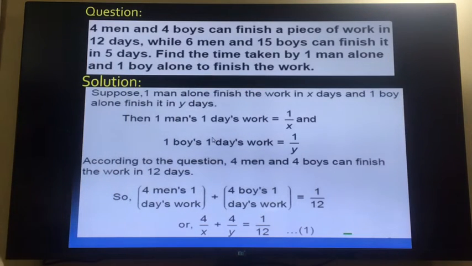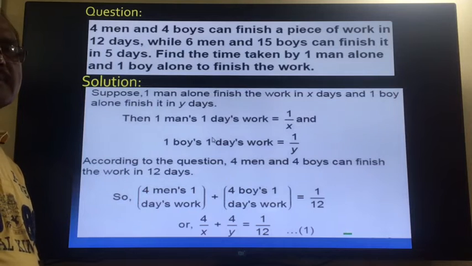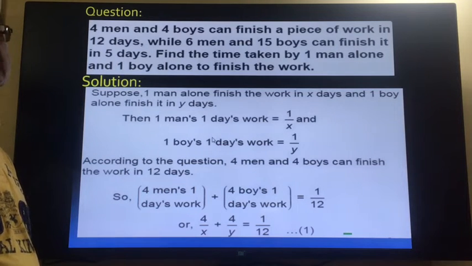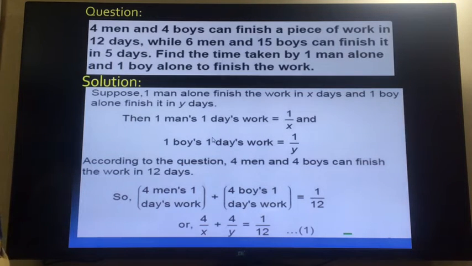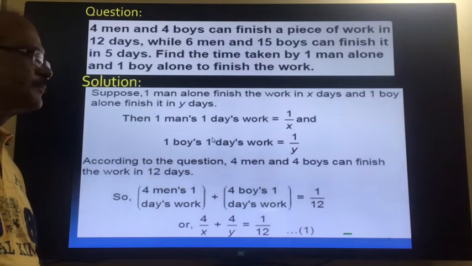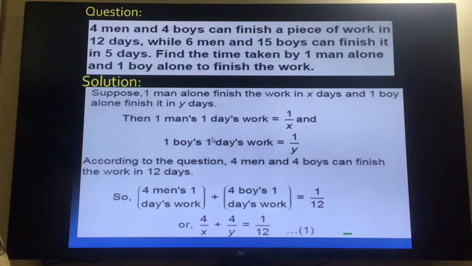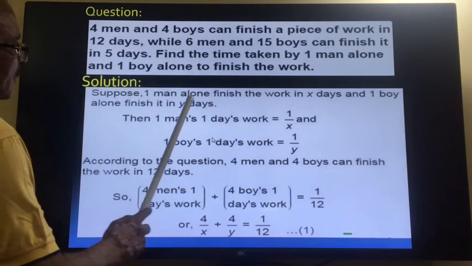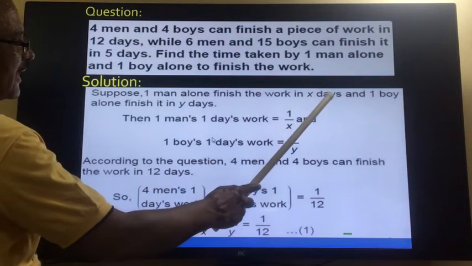So in this case, this is a work and time problem. In all these types of questions, we should always suppose the total work as 1, and we will find out 1 day's work of each person. So here, suppose 1 man alone can finish the work in x days.